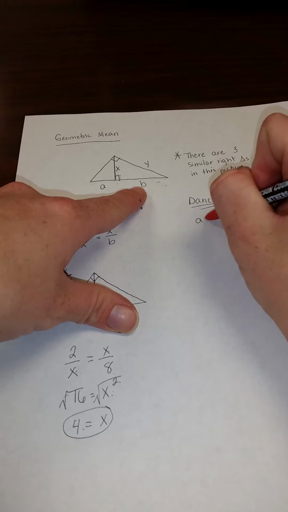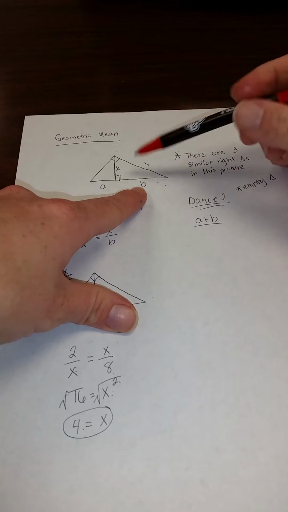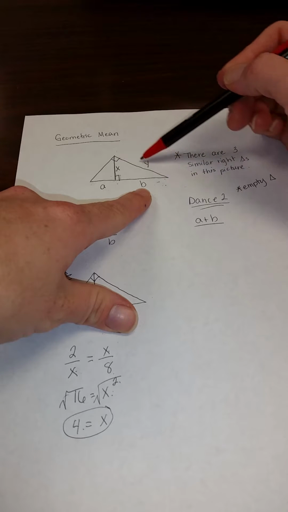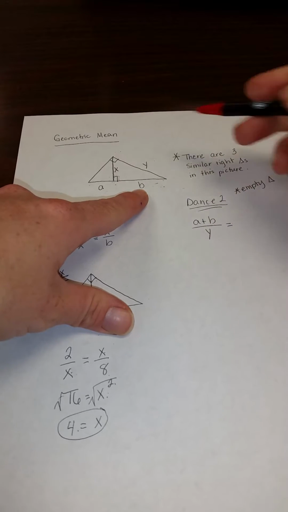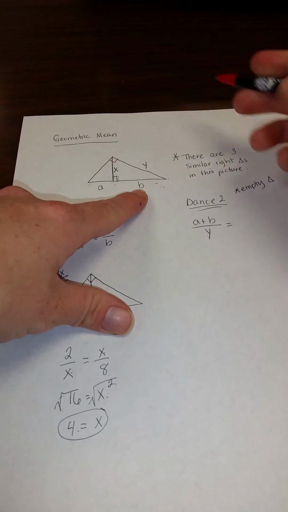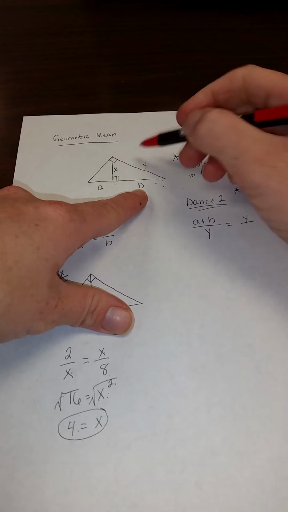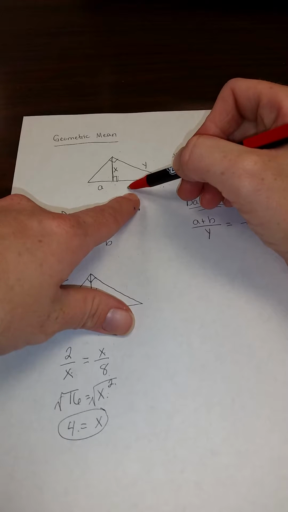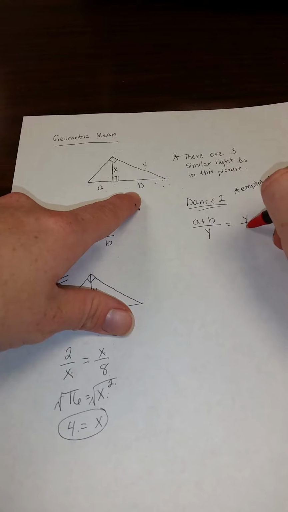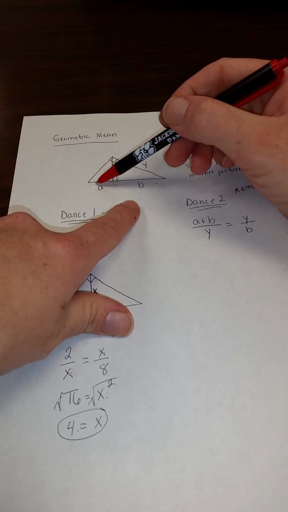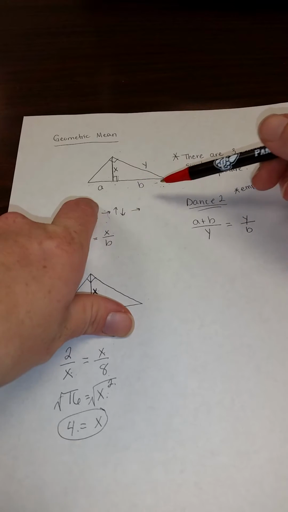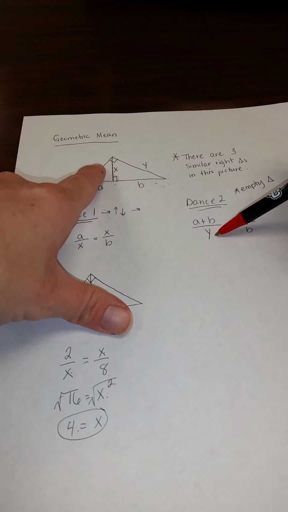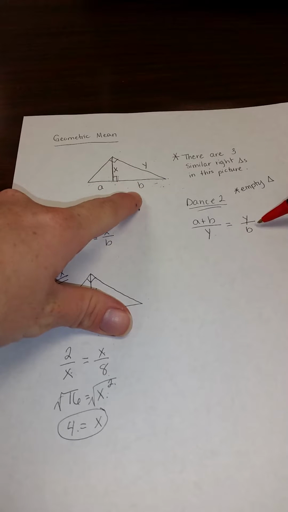So for our proportion, A plus B, all the way, up is Y, equals, down is Y, over part way, B. So all the way, up, down, part way. So A plus B over Y equals Y over B.